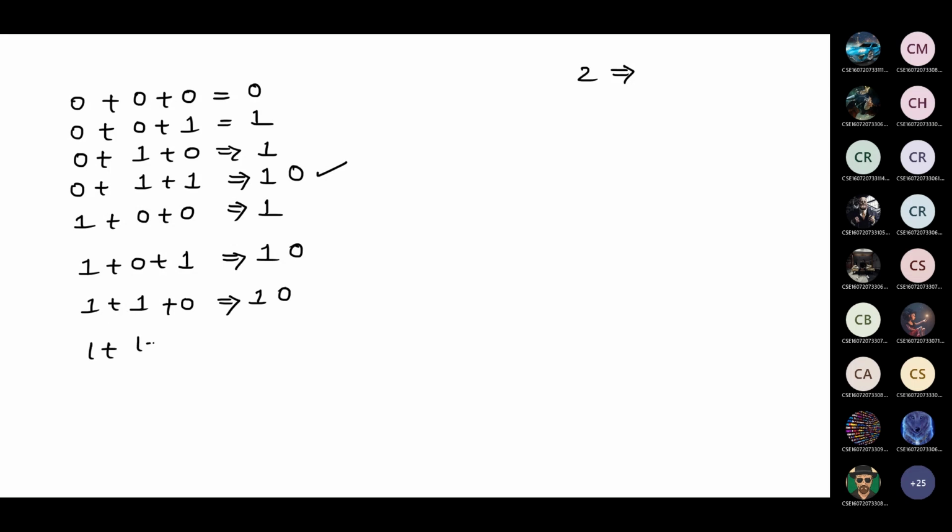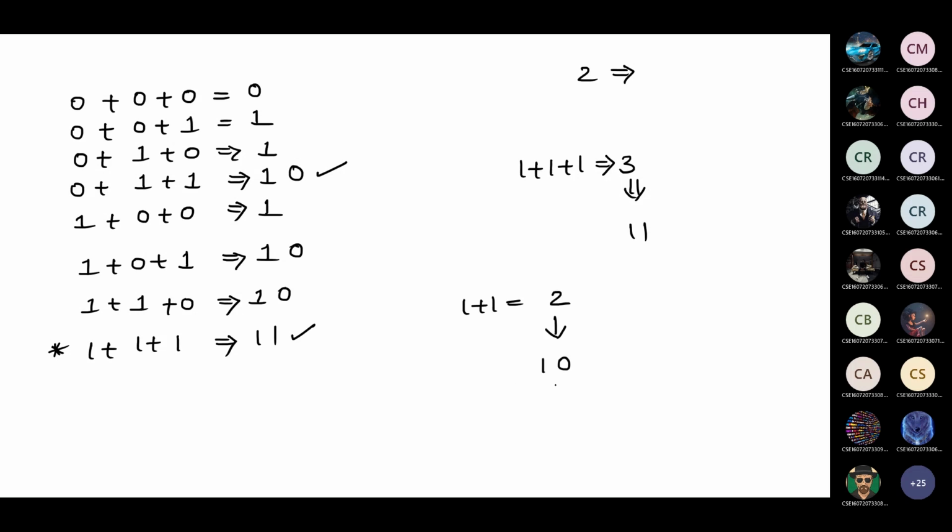Next, 1 plus 1 plus 1. Tell me. 1 0 0? Correct. 1 1 is the answer. This is important. In general mathematics, 1 plus 1 plus 1 is 3. 3 in terms of binary will be 1 1. If it is 1 plus 1, it is 2. 2 can be written as 1 0.